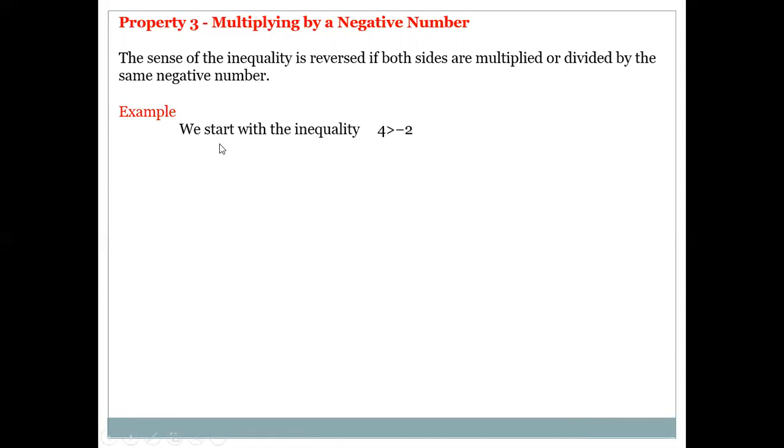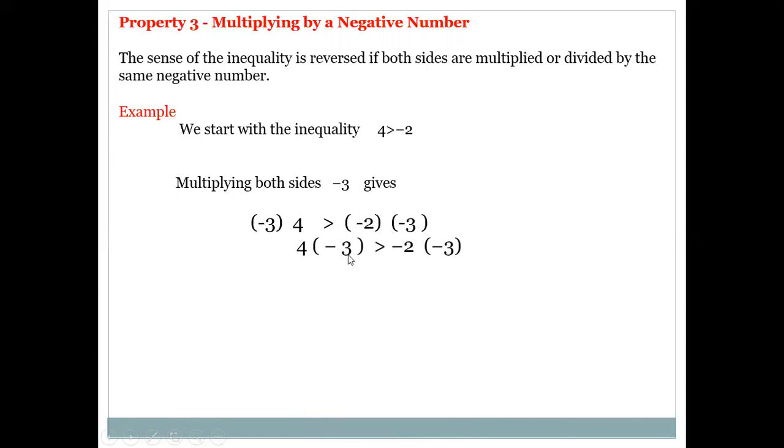We start with the inequality 4 is greater than minus 2. Multiplying both sides by minus 3 gives minus 3 multiplied by 4 is greater than minus 2 multiplied by minus 3. What will be the condition? 4 is greater than minus 2 and we are multiplying by minus 3 on both sides. 4 multiplied by minus 3 is greater than minus 2 multiplied by minus 3. We are not changing the sign here.